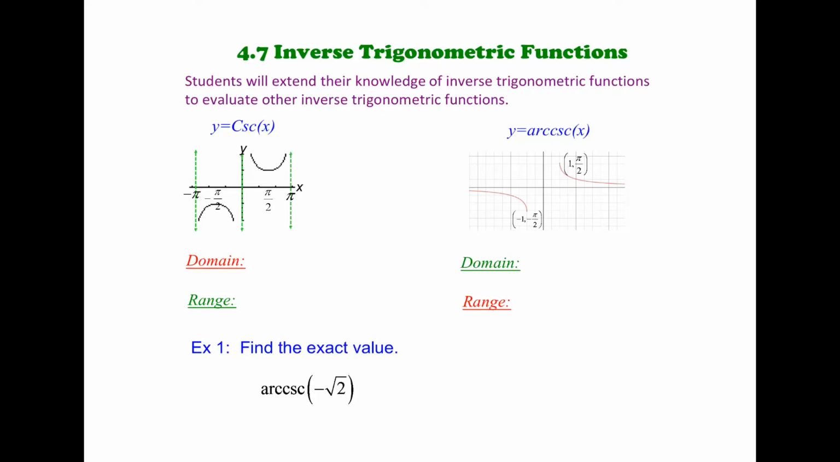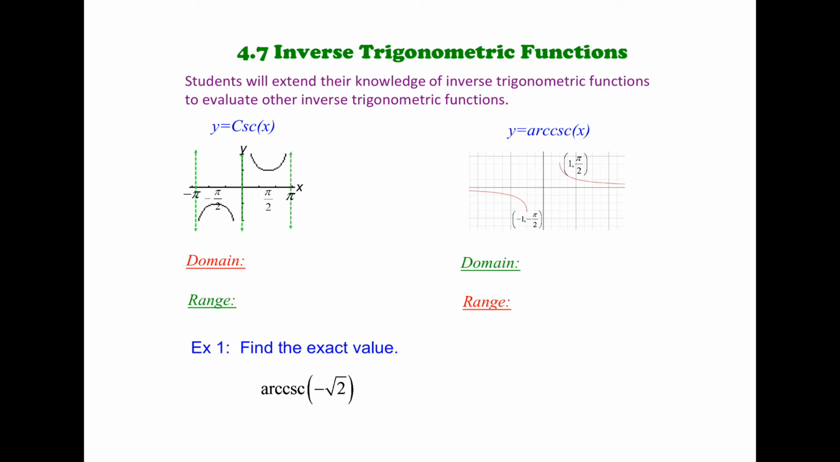Section 4.7, inverse trigonometric functions. This is kind of part 2. We've already done sine, cosine, and tangent inverses. We will now do cosecant, secant, and cotangent, and their inverses. So, as we kind of talked about before, when we did sine and cosine, we had to restrict the domain.